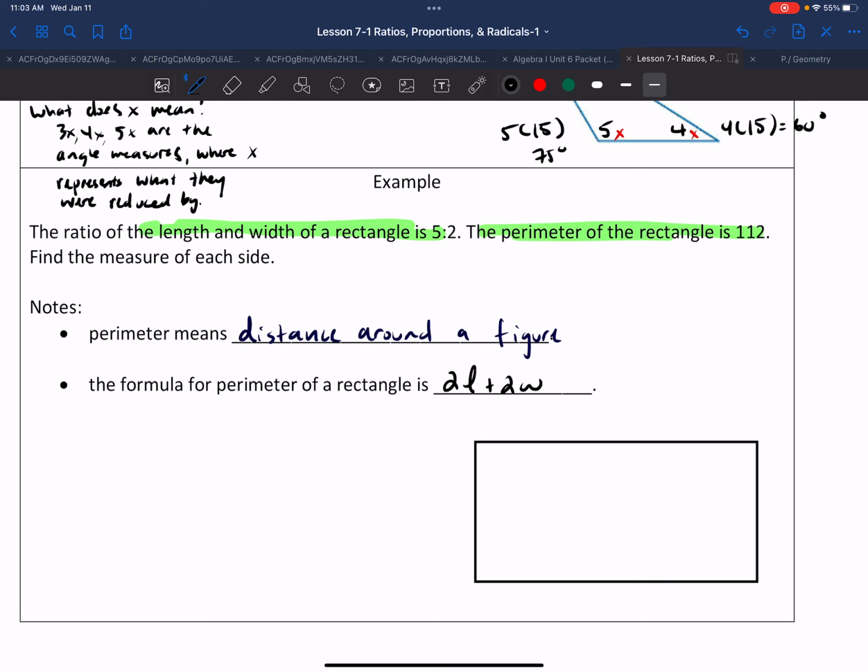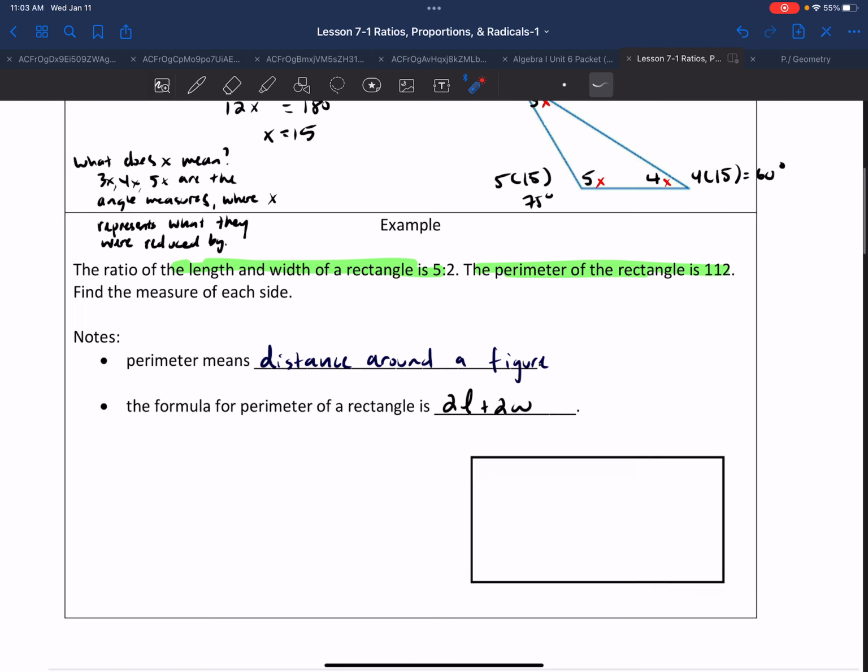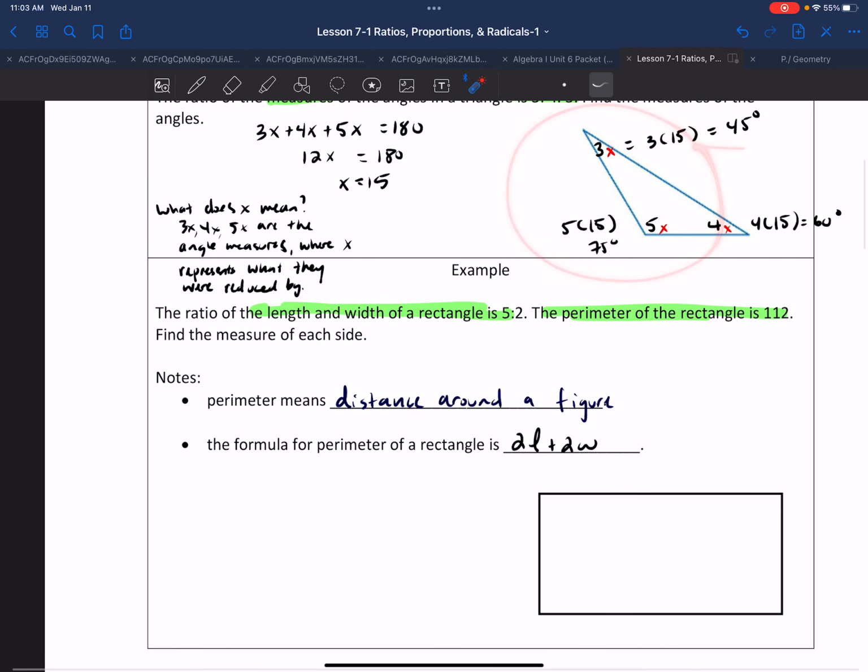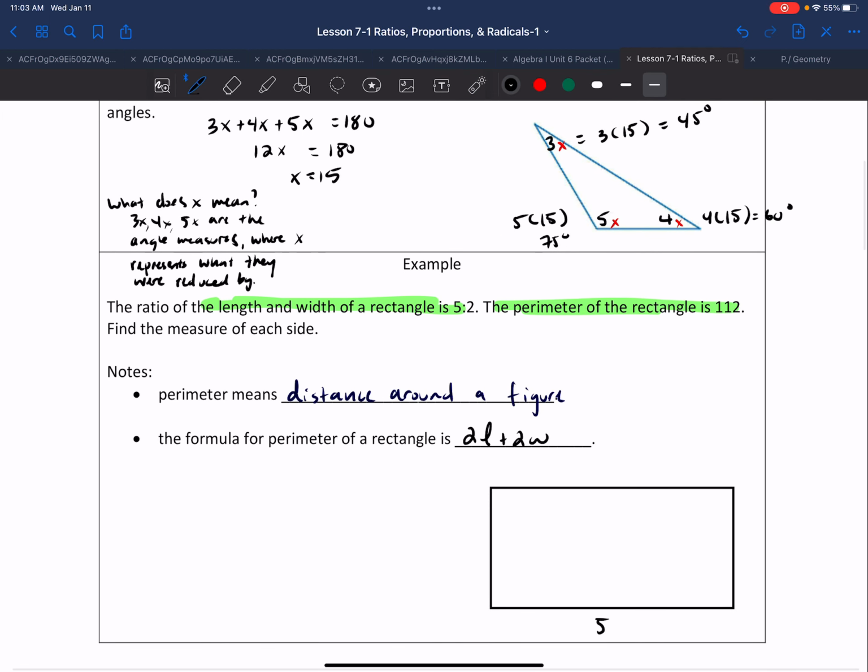That's just the short way of adding up all the sides of a rectangle. So we know that the ratio of the length and the width of a rectangle is 5 to 2. So what do you put here and here? Well, it's the same case as what we did over here, right? We put the numbers, 5, which is my length, and 2 here, and then right next to it we just put the variable x. Okay, so let us set up our equation.